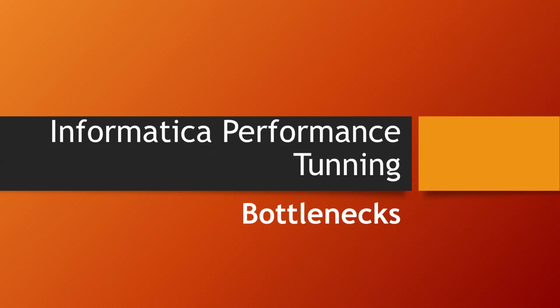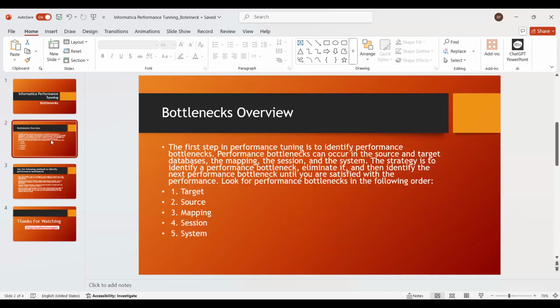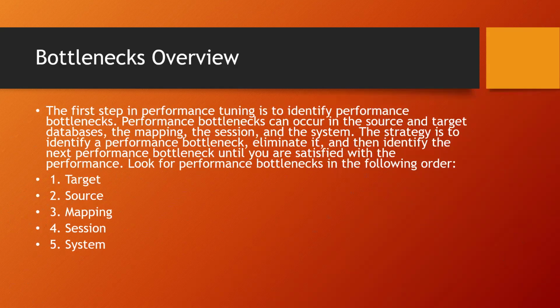In the first session, what is the first step? Bottleneck overview: the first step in performance tuning is to identify the performance bottleneck. The performance bottleneck can occur in the source and the target database, because for any pipeline you develop, you need both a source and a target. So first you need to identify what the source and what the target is.